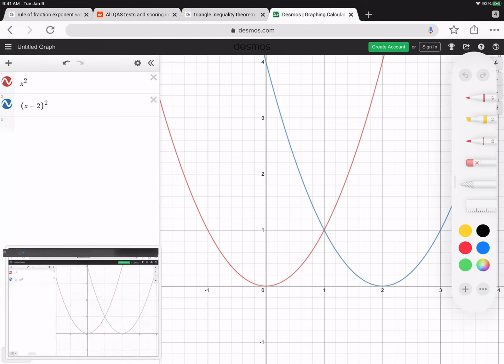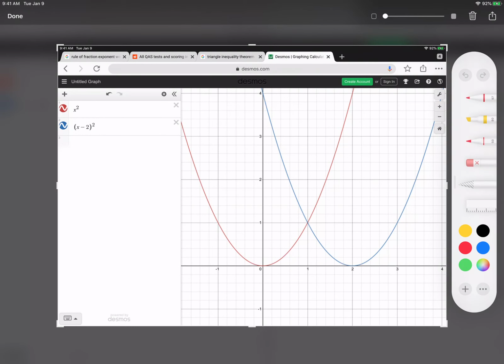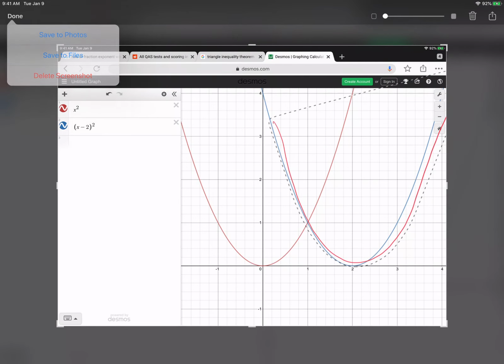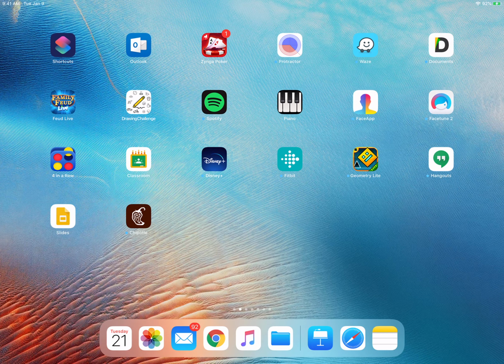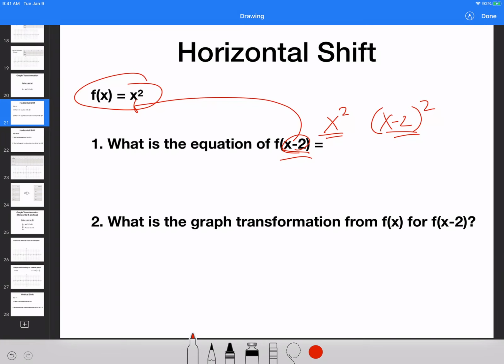And I can visually show you here. If I take this graph and move it, I can see that it's matching up exactly, and you see how the bottom has moved exactly 2. So the transformation is that you moved right 2.